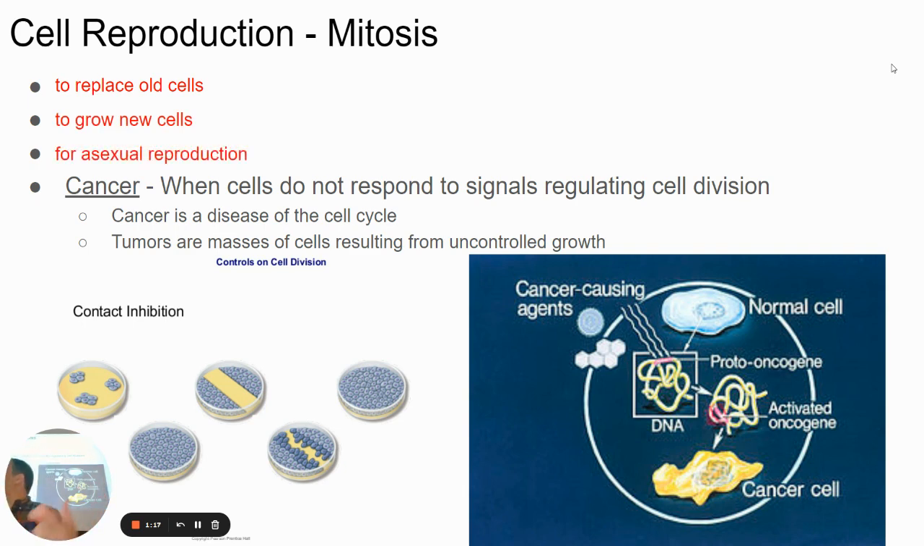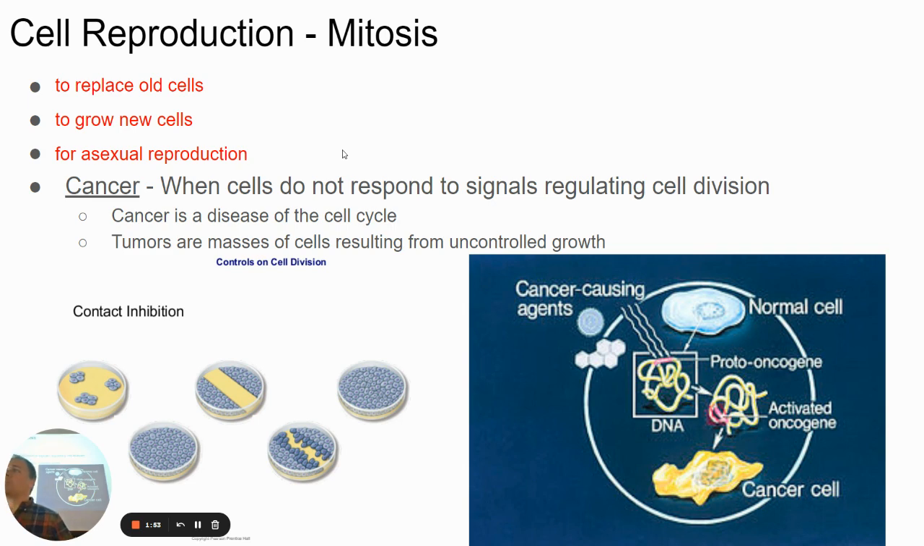Also, in some organisms, for asexual reproduction. Some organisms reproduce by their cells just sort of splitting and forming a new organism. And typically, our cells reproduce when necessary and then stop reproducing once they've fulfilled their role.